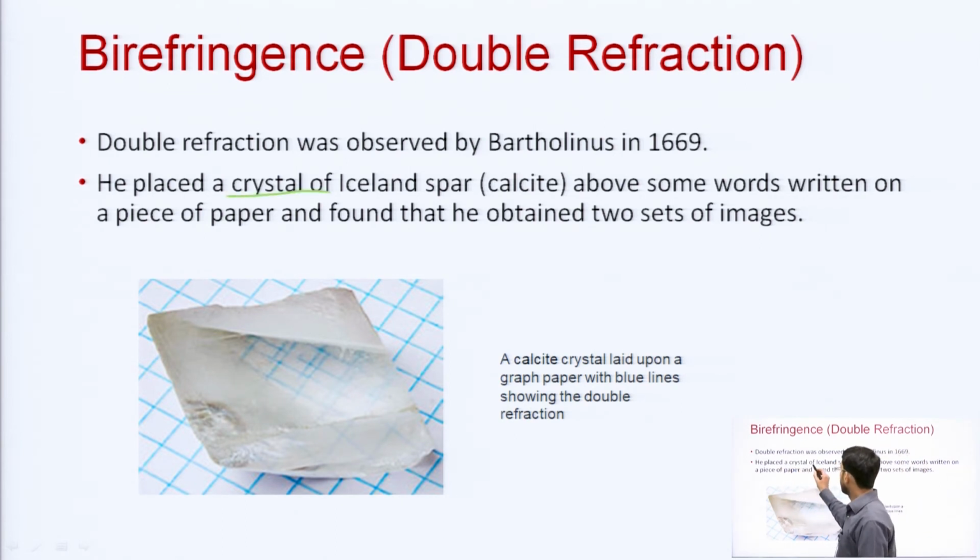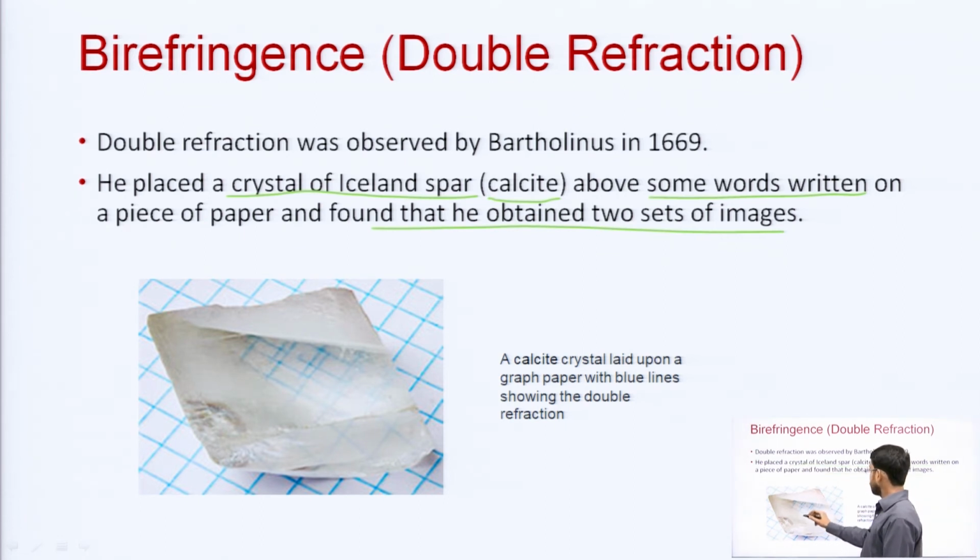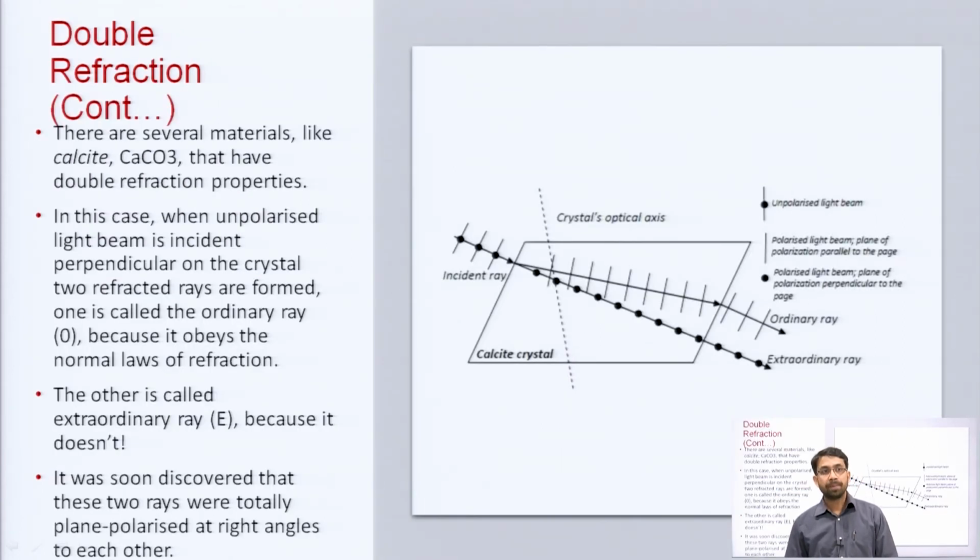He placed a crystal of Iceland spar, that is calcite, above some words written on a paper, and he obtained two sets of images. So, he obtained two words like this: a calcite crystal is placed upon a graph paper. What we can see is two images, parallel lines, two images through this calcite crystal. So, why is it so? It is due to double refraction, birefringence.